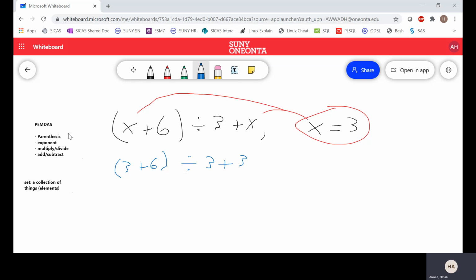First is parentheses. So we're going to do 3 plus 6 inside, because that's the parentheses that we have. So 3 plus 6 is going to be equal to 9. Apologies. Now we're just left with 9 divided by 3 plus 3. Once again, hopefully you guys are not thinking about doing the 3 plus 3 first, because division should take priority. So 9 divided by 3 is equal to 3. And then we still have the plus 3 over here that we never touched. And 3 plus 3 is finally just equal to 6.